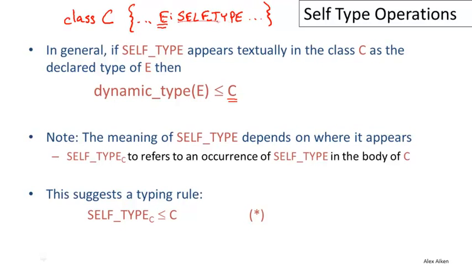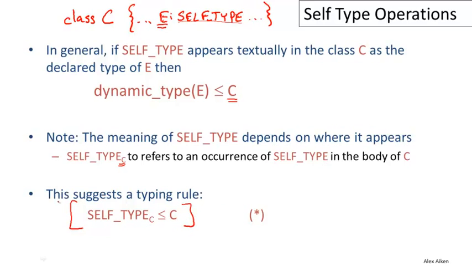So here self-type means a subtype of the class C. If I had written self-type somewhere in the definition of class D, it would mean a subtype of the class D. And so to remind ourselves what enclosing class we're talking about, we're going to subscript occurrences of self-type with a class name. So SELF_TYPE sub C is going to refer to a syntactic occurrence of the keyword self-type in the body of the class C. And this also suggests a very simple typing rule, and really the first useful fact about self-type, which is that SELF_TYPE sub C is a subtype of C.